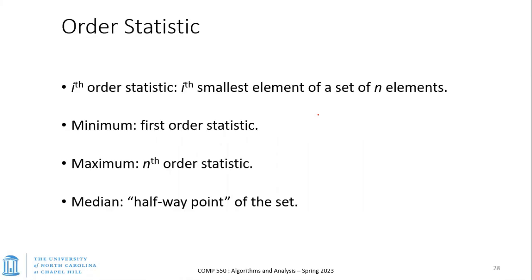So what do we mean by order statistics? Well, the following is the definition of the ith order statistic. Very simply, it means the ith smallest element of a set of n elements. So when you say the first order statistic, that simply means the minimum. If you say the nth order statistic, that simply means getting the maximum out of n numbers. And the median would be the halfway point.